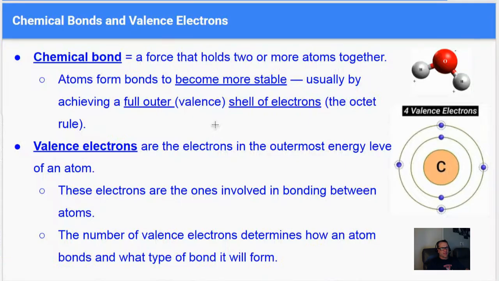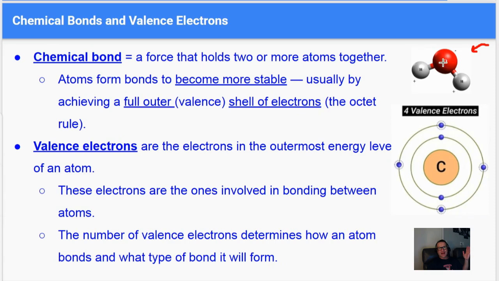All right, so chemical bonds and valence electrons. What is a chemical bond? Whenever you're bonding something together, you're holding something together. So it's a force that holds two or more atoms together. So you can see it right here. Here's a classic water, H2O. H2 means it has two hydrogens. O means it has an oxygen.